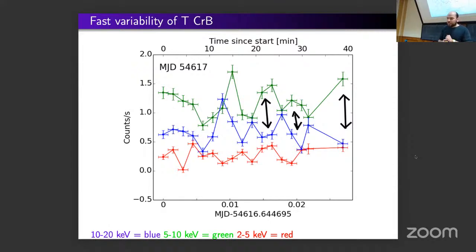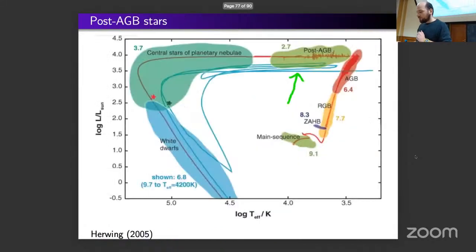So what I did, I went to systems similar to symbiotic stars, to post-AGB binaries. You can see post-AGB stars where they lie on the HR diagram here. They are basically past the AGB phase. The star is expelling its outer shells, and it will become a planetary nebula. It's in the process of becoming a planetary nebula.